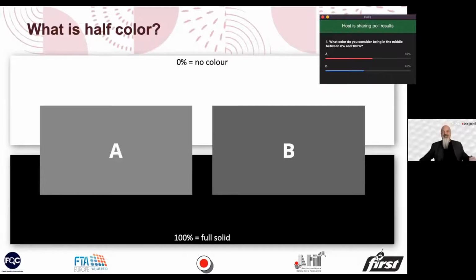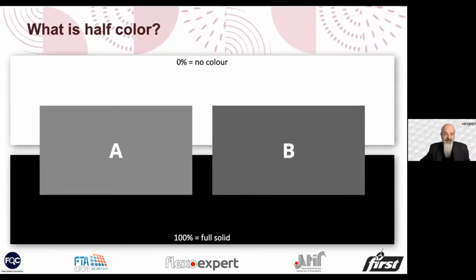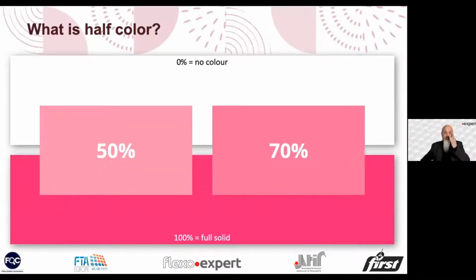Okay. It's interesting because, of course, it depends on the color that we look at. Our perception works in a strange way, but typically our perception will lead us to see half color somewhere around what we call a Murray-Davis measurement of approximately 60 to 70%.